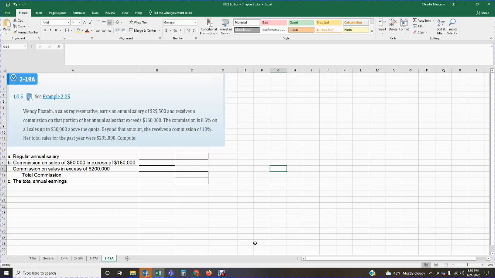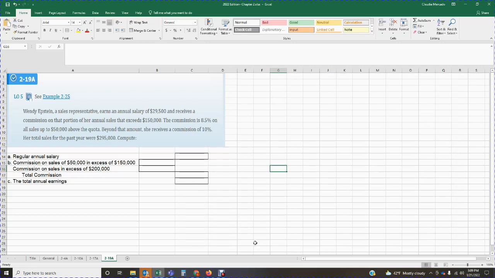Okay, the commission is 8.5% on all sales up to $50,000 above the quota. So the quota is $150,000. So anything above $150,000, between $150,000 to $200,000, she gets paid 8.5%. If she goes beyond $200,000 in sales, she receives a commission of 10%.